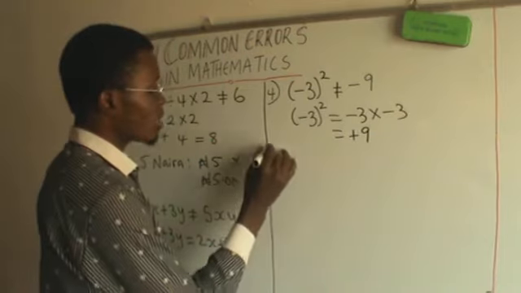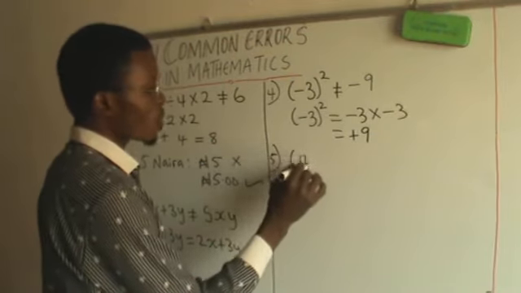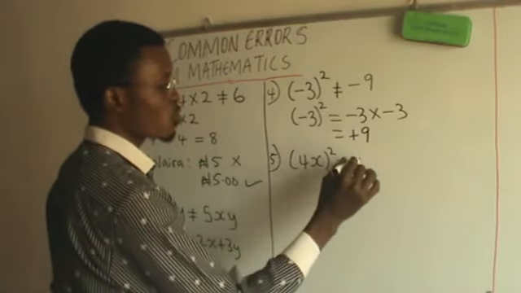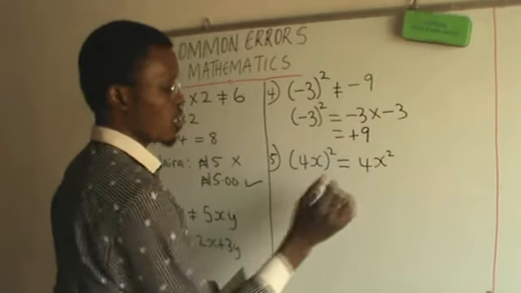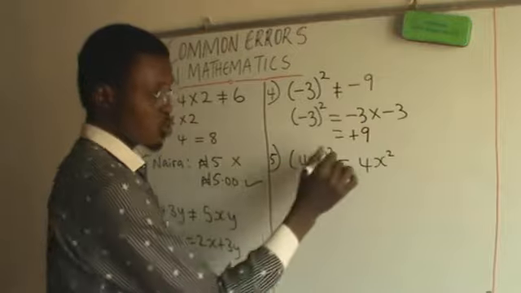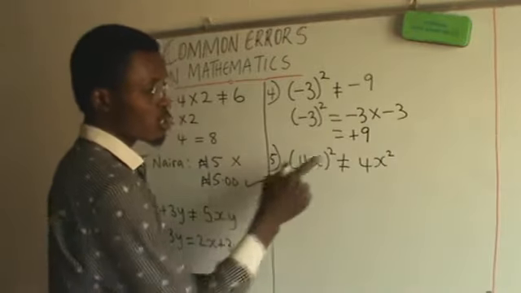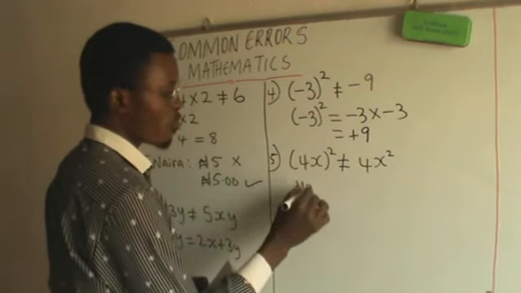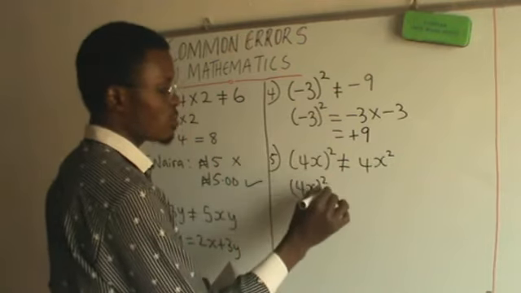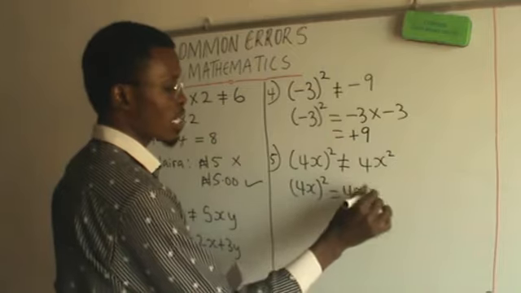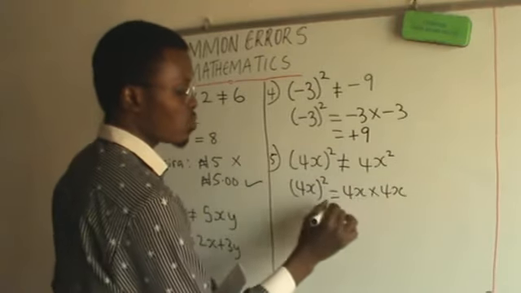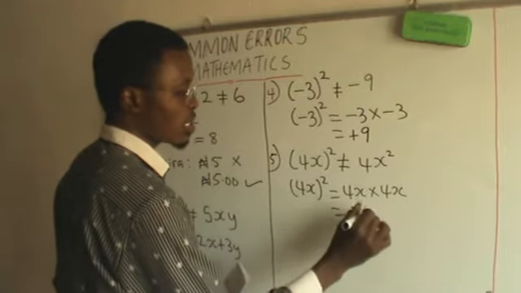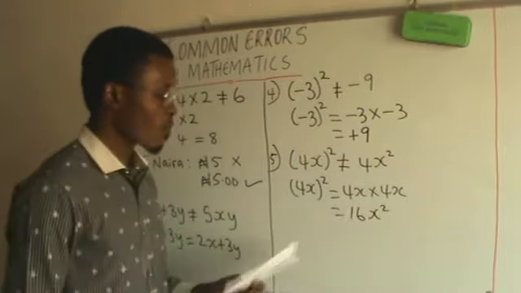If you have another problem like this also, 4x all square. Many learners express this as what? 4x square. Alright? This is wrong. Okay? The square has to affect everything in the bracket. So 4x all square is same as saying 4x times 4x, right? Which is same as saying 4 times 4, which is what? 16. Then x times x square. Alright.